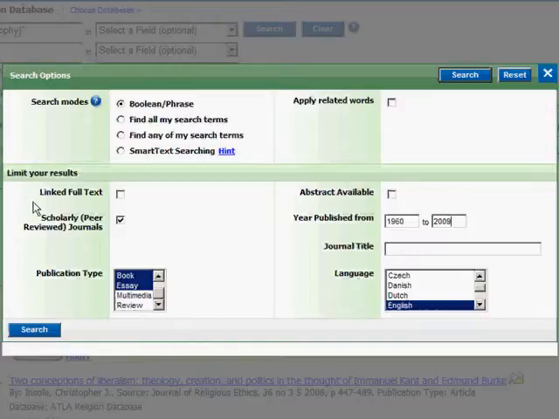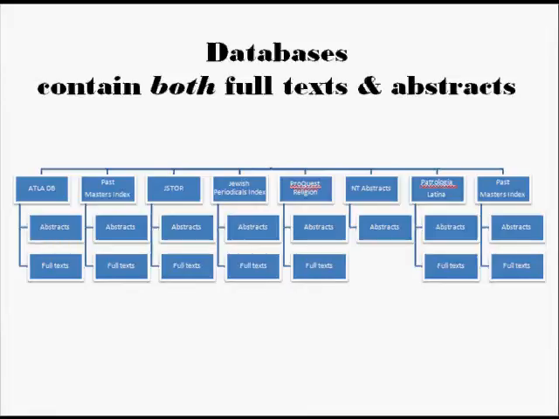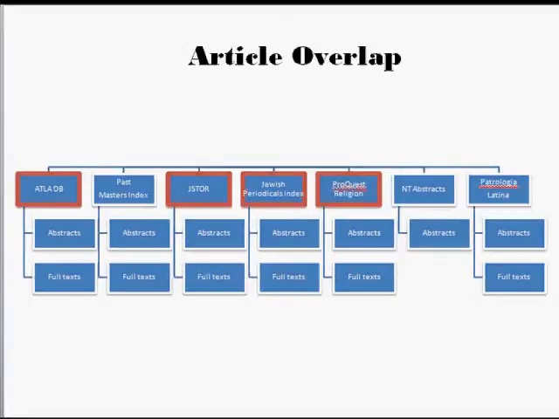Now, linked full text is an option you should never ever choose. Let's discuss why. Many of Gutenberg Library's databases contain a mixture of both full text and abstract resources. Given also that articles overlap in the databases, in other words, you may find a citation in the ATLA database that is duplicated in one or many more other databases, each of those having access to full text.